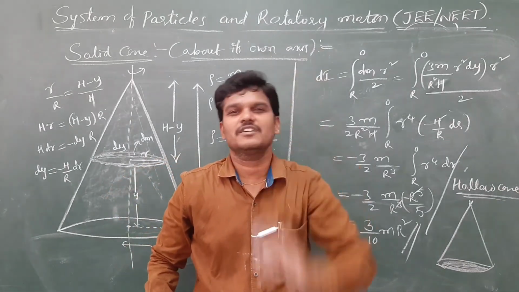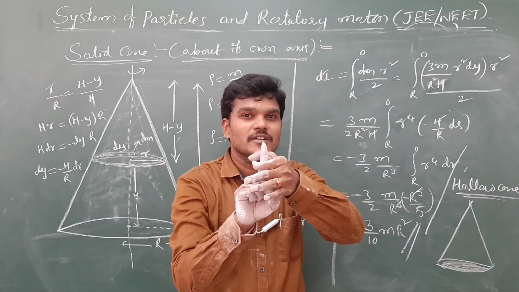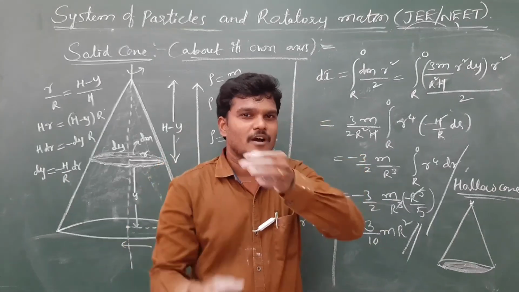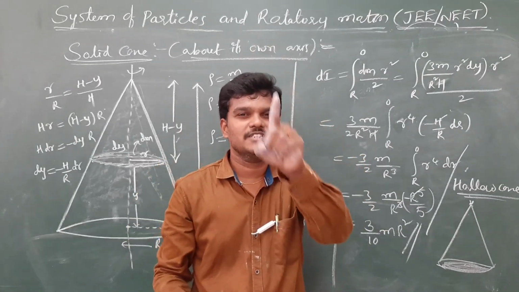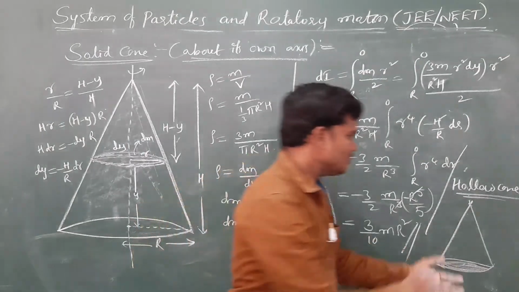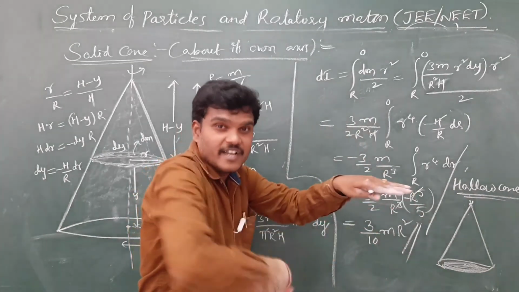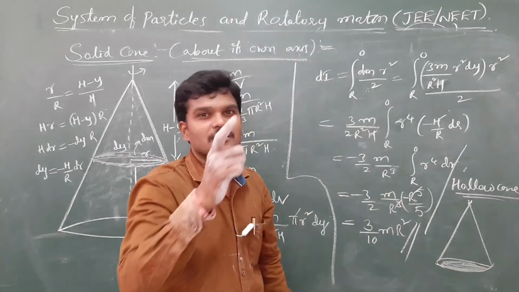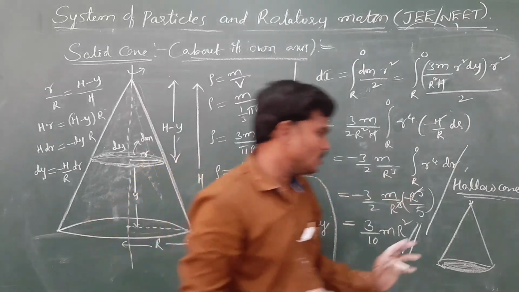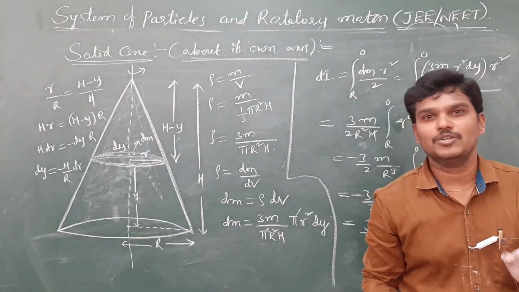So use the circular disc formula. What is the circular disc formula passing through the center perpendicular to the plane? Mr square by 2. So a hollow cone about its own axis is equivalent to a circular disc, so mr square by 2. Just apply force and this is like a circular disc or circular plate. For a circular plate, we have the formula mr square by 2. So for a hollow cone, the moment of inertia about its own axis is mr square by 2.